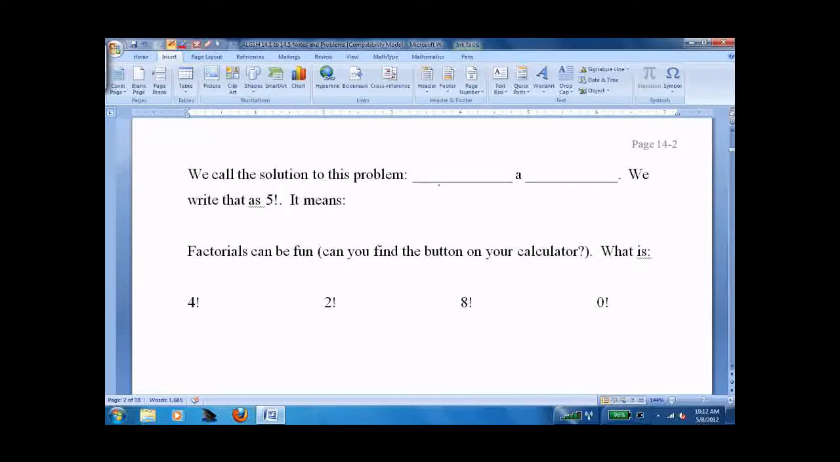We call the solution to this problem multiplying a factorial out. The factorial is written with an exclamation point. 5 factorial, that's how we read it. I always shout it out. First time I get that in class, I say, it's not 5 factorial, it's 5 really loud, but that joke doesn't really go over that well.